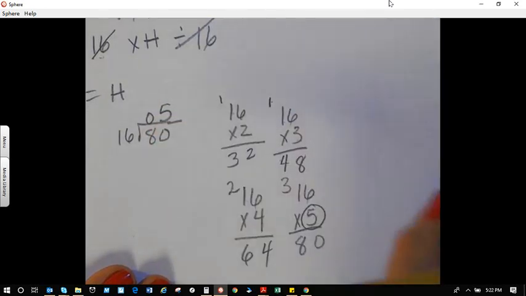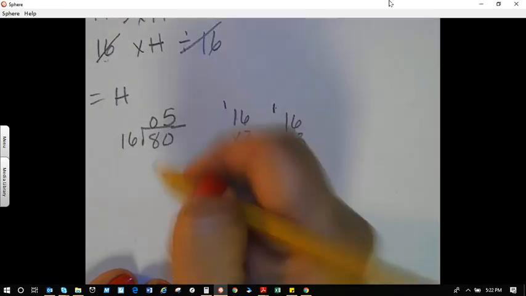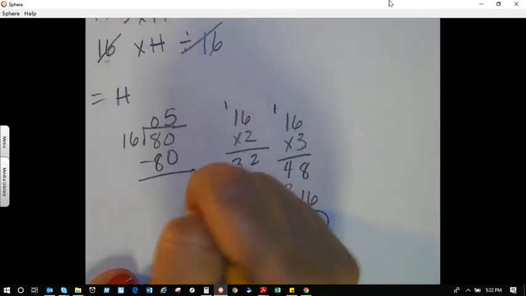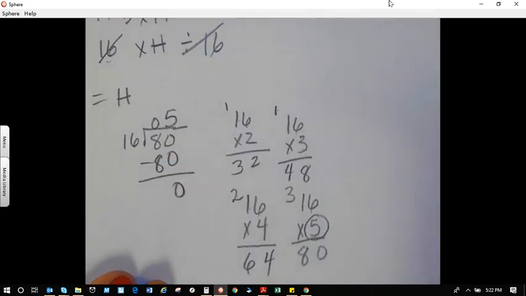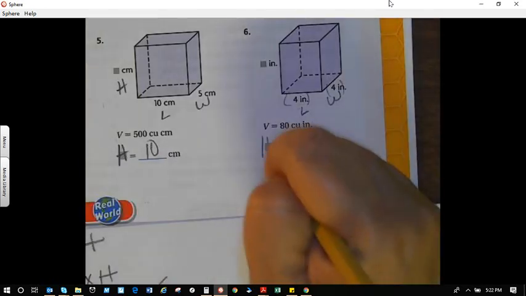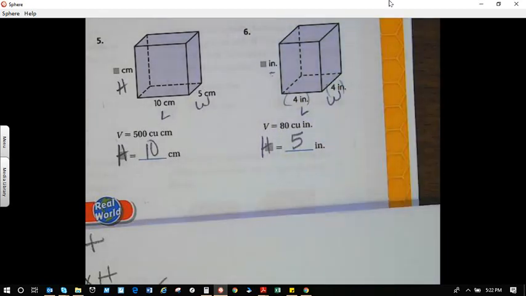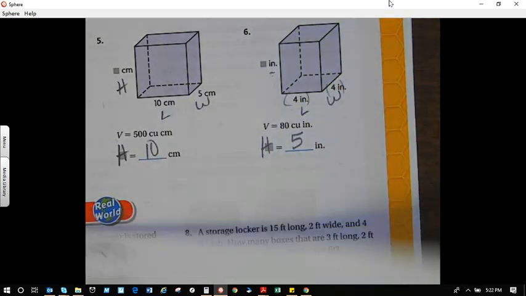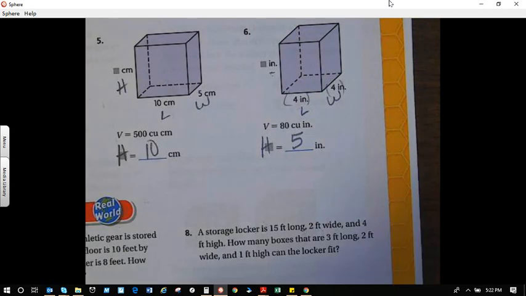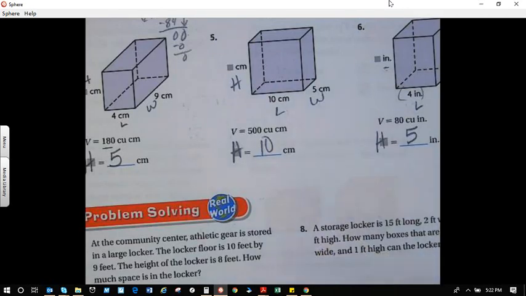So this side here, that makes it 80, and it's 0 and nothing to bring down. So this side here, this height is going to be 5 inches, and that's the unit of measure, so we know exactly what it's going to be. All right. Now, leave me a message if there was any problems that you had on these.